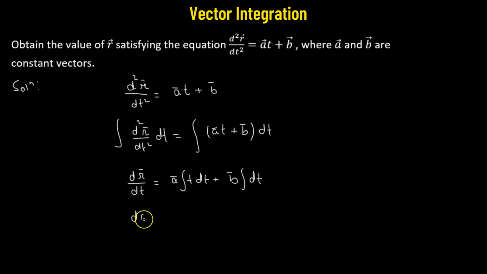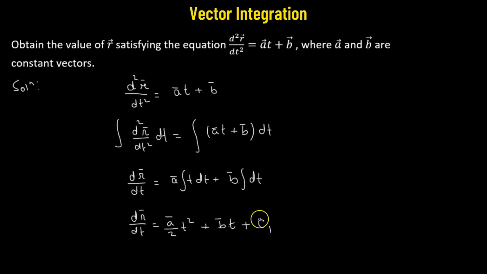That gives us the first derivative of r with respect to t equals a vector times the integration of t dt, so that's 1 over 2 t squared, plus b vector times the integration of dt, that will be simply t, plus a constant of integration, so let's call it c1.